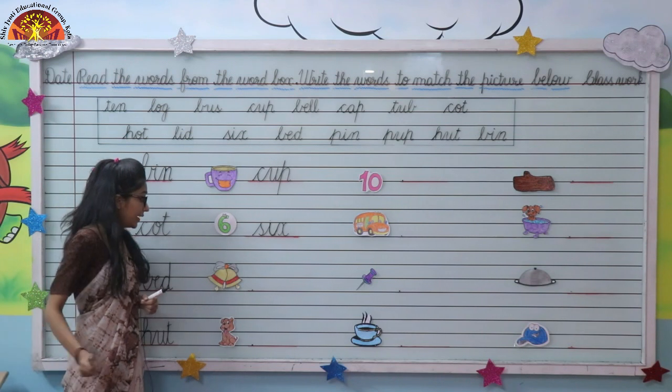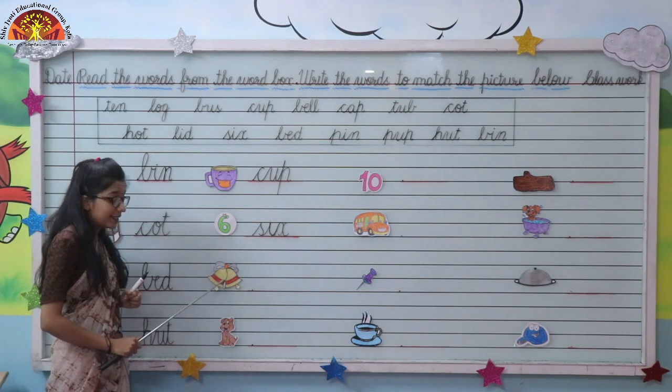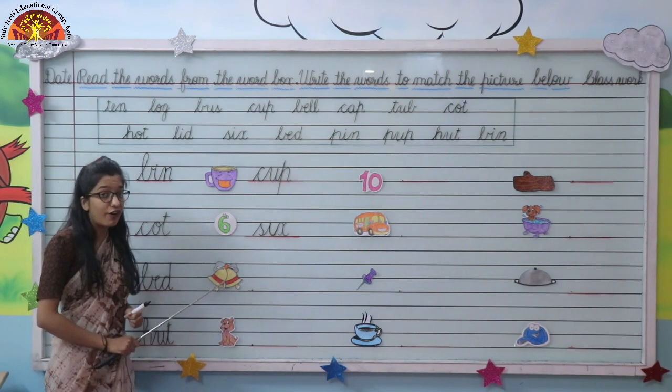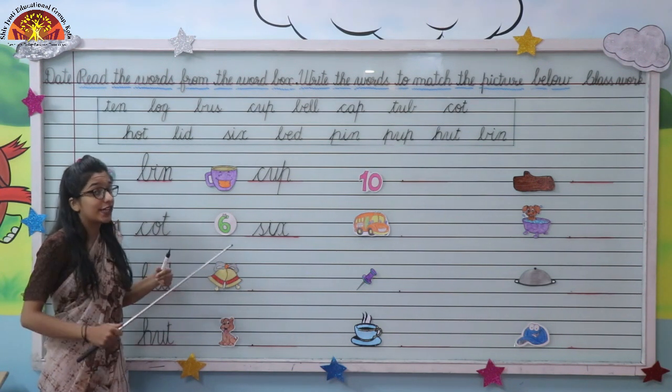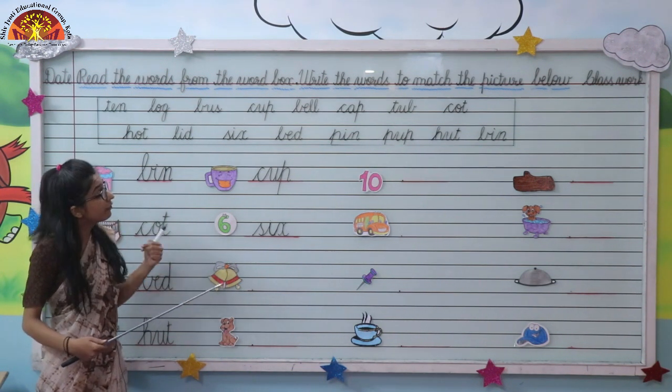Now kids, move to next one. Tell me what is this? This is a picture of bell. Now let's find the spelling of bell.